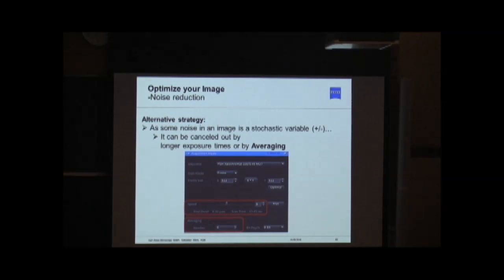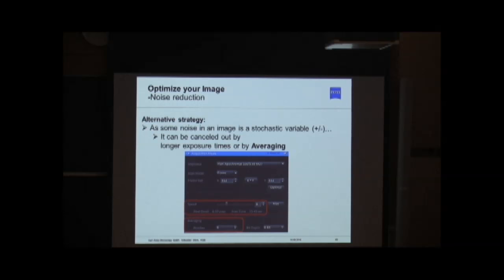Okay. What could be an alternative strategy? An alternative strategy could be to use a method that is called averaging. Averaging actually means that you acquire your image a couple of times and then just average the intensity values of your individual pixels. Because noise in an image is usually a stochastic variable, which could be positive, which could also be negative. By acquiring positive and negative values and then just creating a mean, quite often they cancel out each other. Right? You reduce the noise in the image.